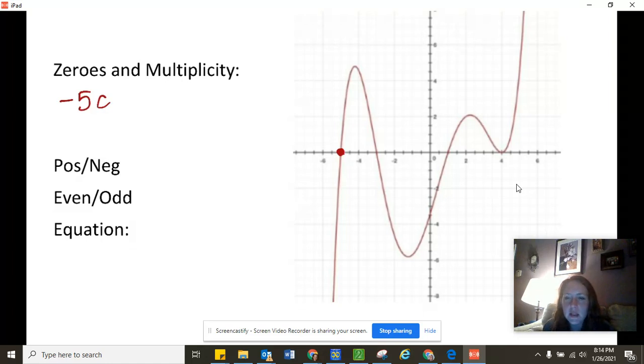So I'm doing the same thing as I did last time, except instead of pulling it from the equation, I'm pulling it from the graph. Okay, the next one is at negative 3, and then that is also a cross. Then at 1, I have another cross, and at 4, I have a bounce. Okay.